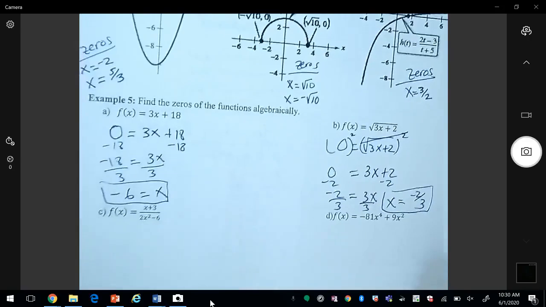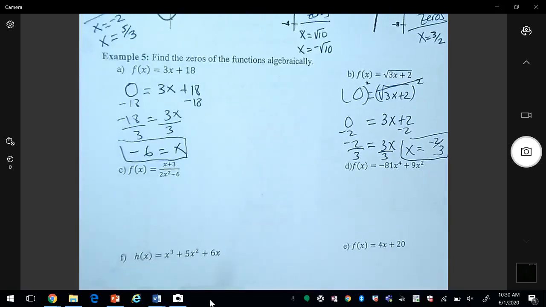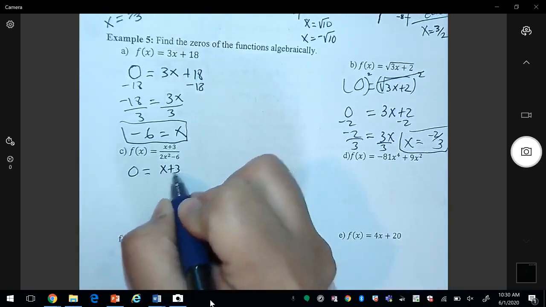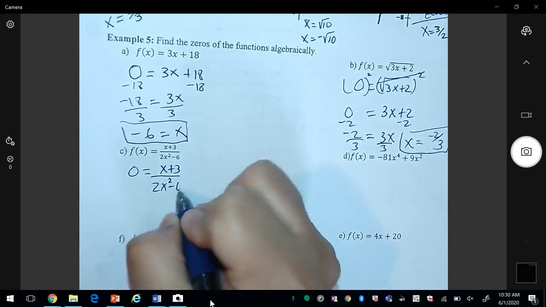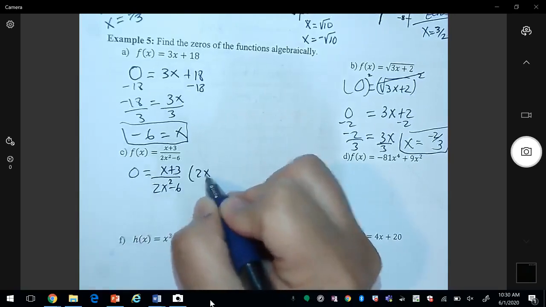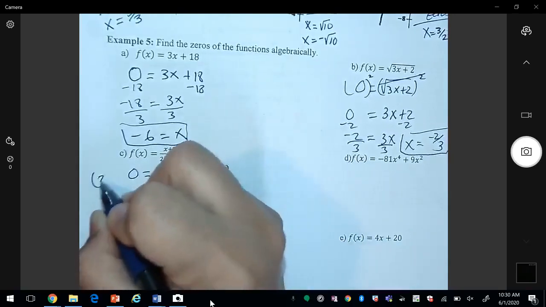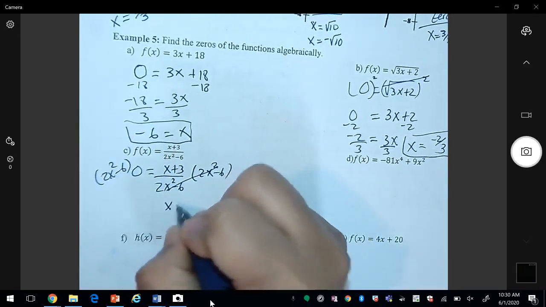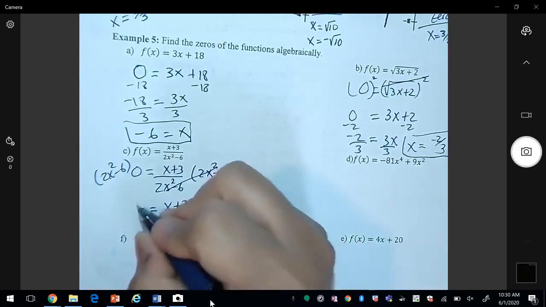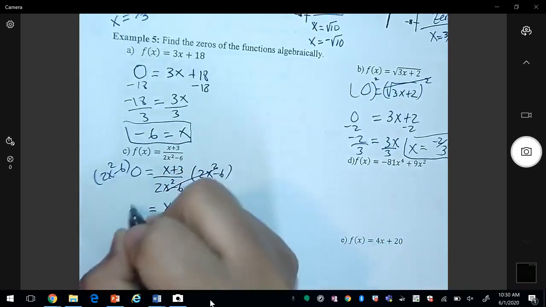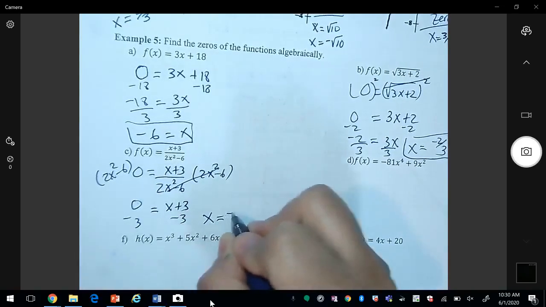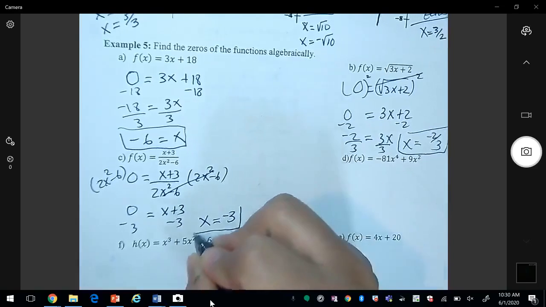Okay, so we go to letter C. We let y equal 0. Multiply 2x squared minus 6 on both sides. So this becomes 1. 2x squared minus 6 times 0 is 0. Subtract the 3. So x is equal to negative 3.